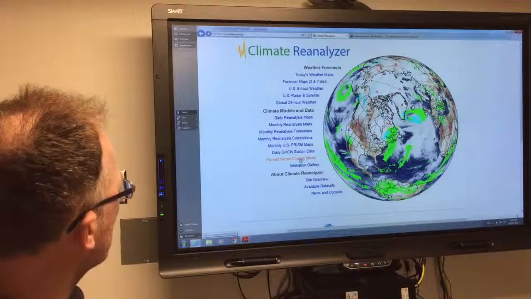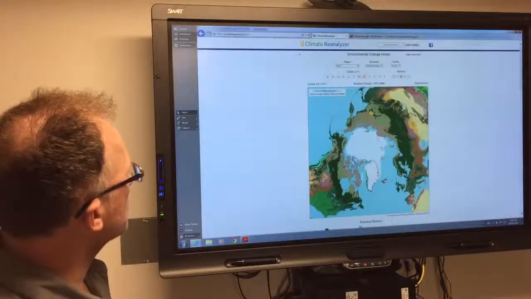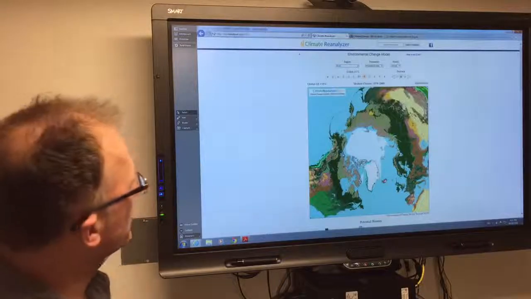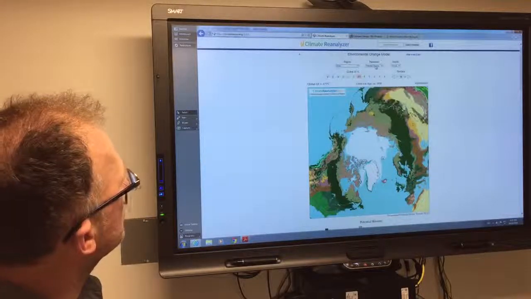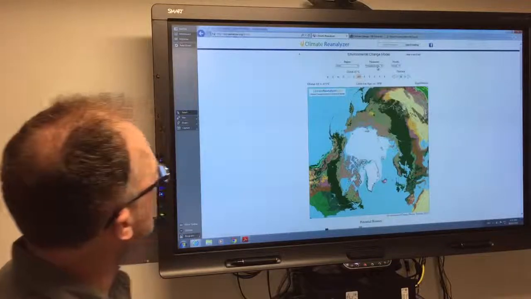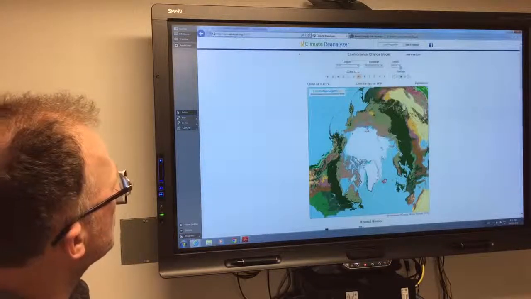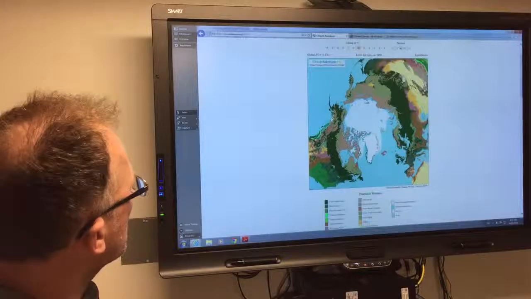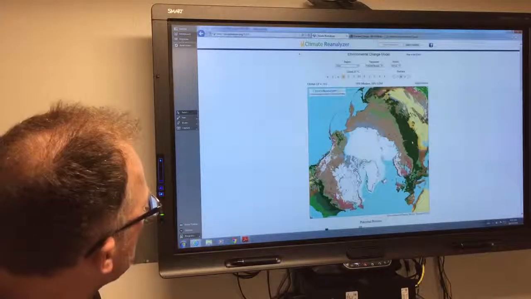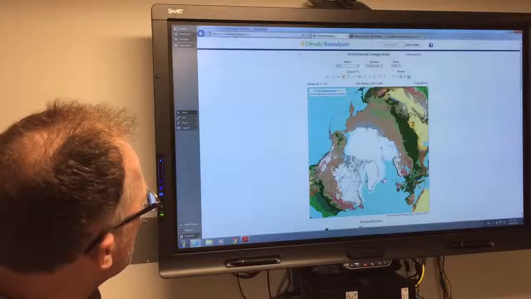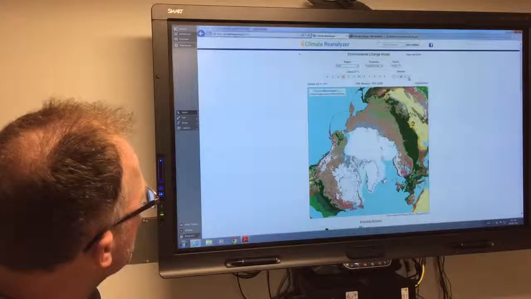This is also interesting. I actually just discovered this as I was flipping through the menus myself. So this is the Arctic region. This is the potential biomes in the Arctic, on an annual basis. So you can see what happens as the movie cycles through.